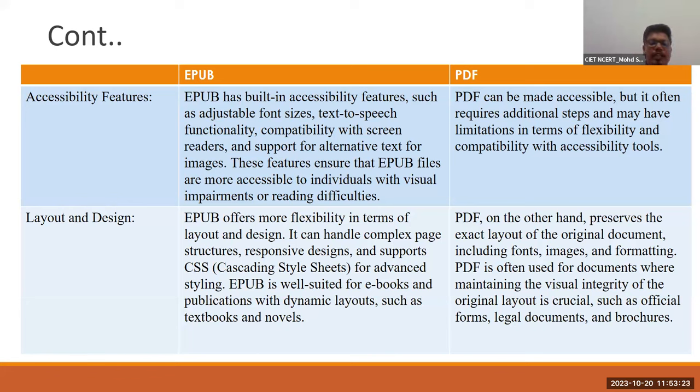EPUB offers more flexibility in terms of layout and design. It can handle complex page structures, responsive designs, and supports cascading style sheets for advanced styling. EPUB is well suited for ebooks and publications with dynamic layouts, such as textbooks and novels, whereas PDF, on the other hand, preserves the exact layout of the original document, including fonts, images, and formatting. PDF is often used for documents where maintaining the visual integrity of the original layout is crucial, such as official forms, legal documents, and brochures.